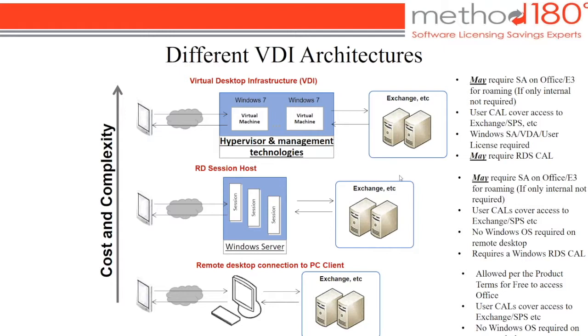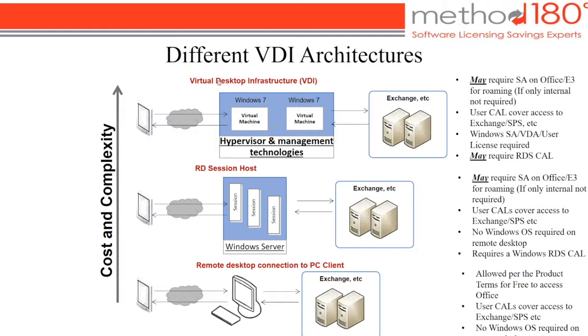And in this scenario, depending on whose technology I'm using, I may or may not need an RDS CAL. In the Citrix XenDesktop environment, it is my belief that you require an RDS CAL, but with VMware View, you do not need an RDS CAL, okay?